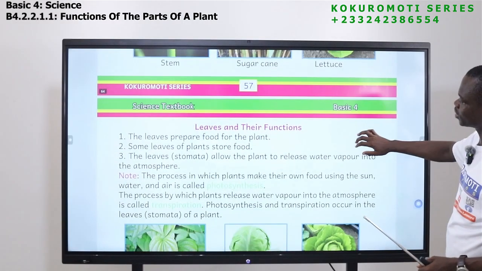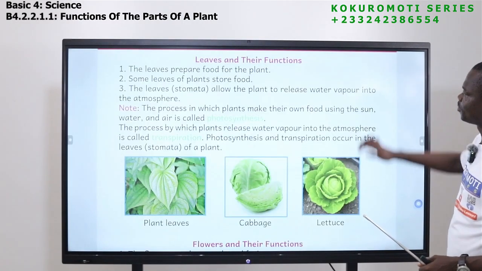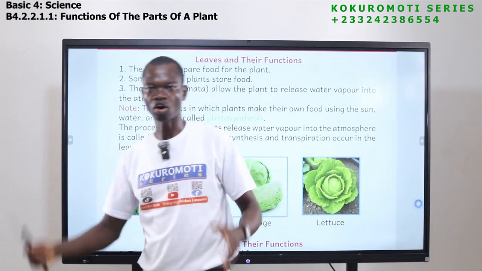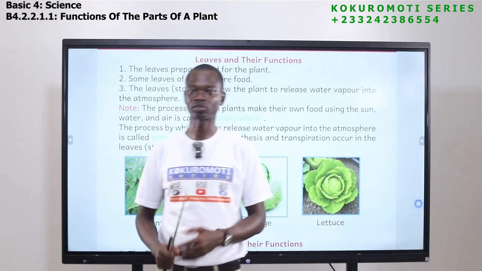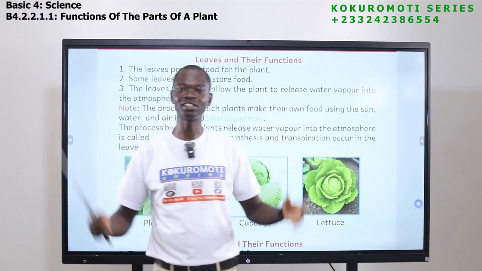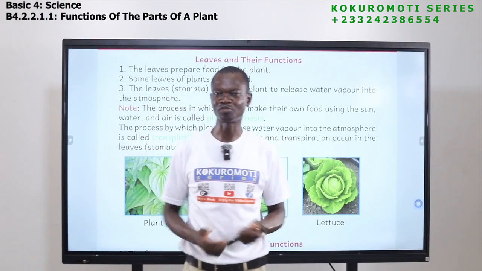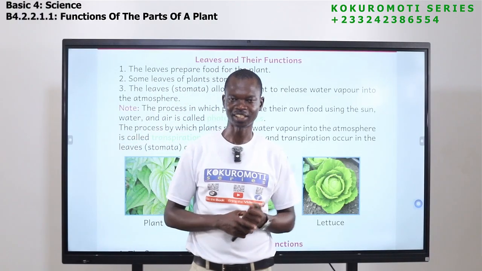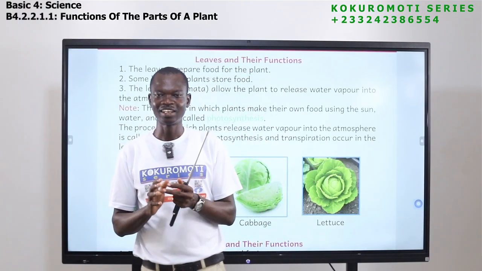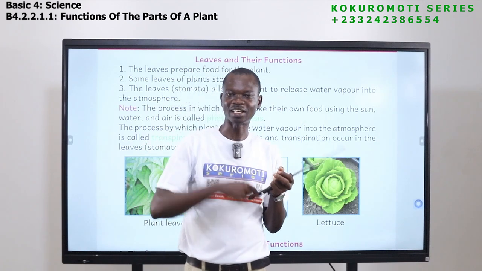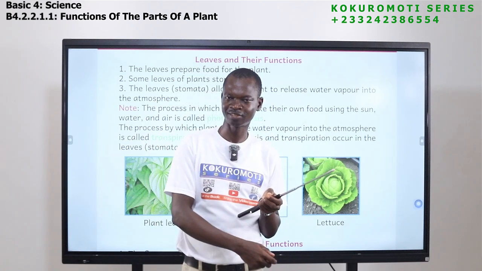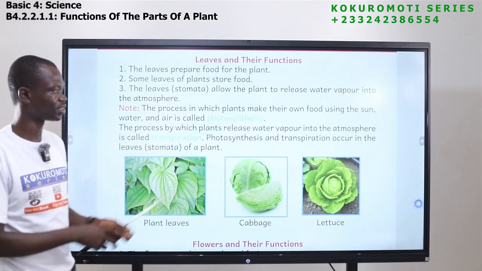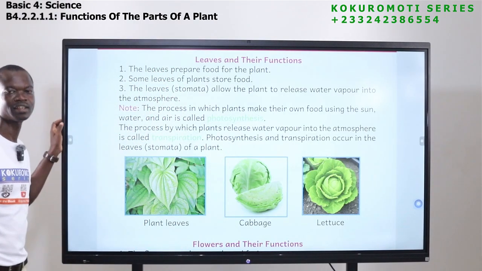Now let's come to this side. Leaves and their functions. We are looking at another part called leaves. We all see leaves of plants. What is the color of most of the plants' leaves? Very green. Okay. The leaves are the parts where we can find what we call the stomata. I told you that stomata are tiny pores that are in the leaves.